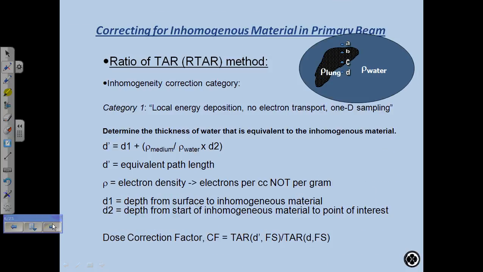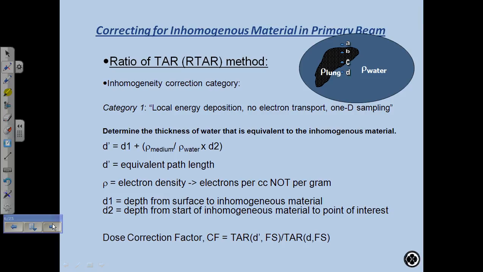So when we talk about intensity, we have to keep those two parameters separate. Correcting for inhomogeneous material. This is one of the methods that we can correct mathematically for inhomogeneity, and this is the RTAR method. It's a pretty old method. I think some hand-calc computers still use this. Most treatment planning computers don't use this anymore. But anyway, it's a nice, simple example, and it'll give us a feeling of how to do the correction.